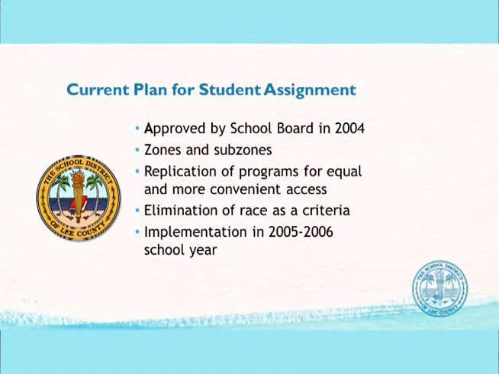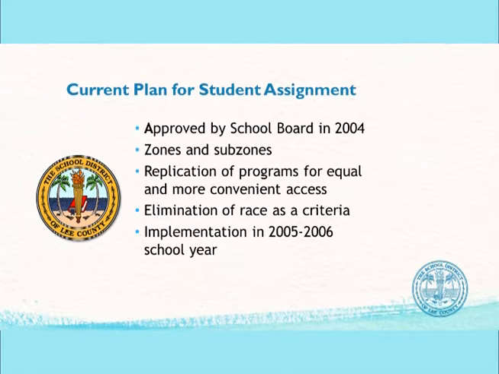So right now we have a system that looks at zones and subzones. We'll talk a little bit about that going forward. We replicate programs for equal and more convenient access. For instance, we have the International Baccalaureate, the ACE, and the arts program in all three of our zones. If we have a program that parents and students enjoy, we make sure that's available in all three zones. That's the equity part of our plan, so we ensure that.